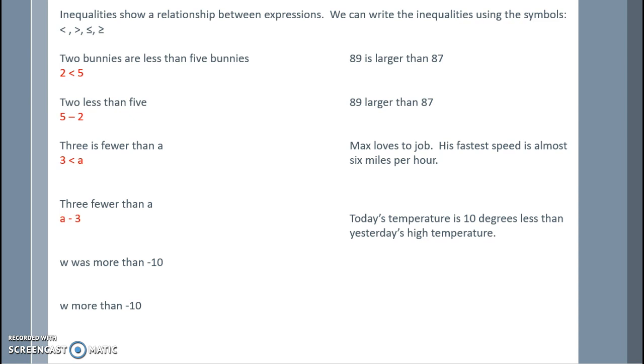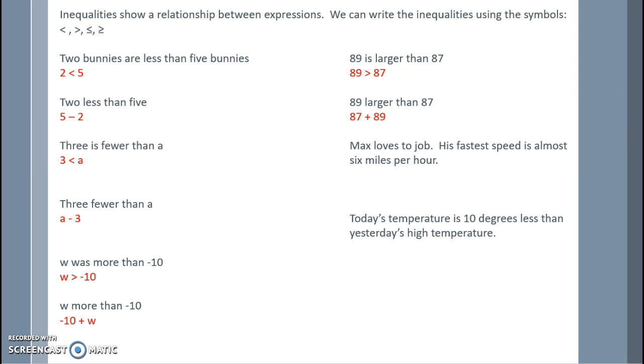W is more than negative 10. So W is greater than negative 10. Versus W more than negative 10 would be negative 10 plus W. 89 is larger than 87. So 89 is greater than 87. 89 larger than 87 would be 87 plus 89.